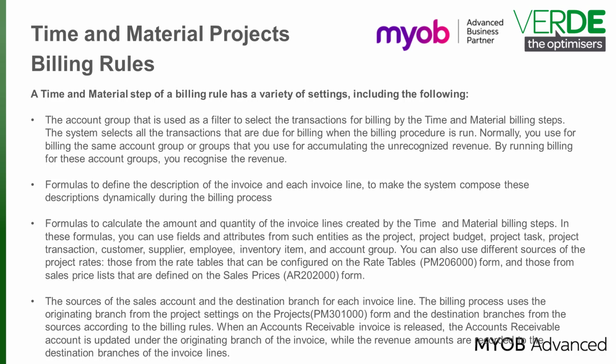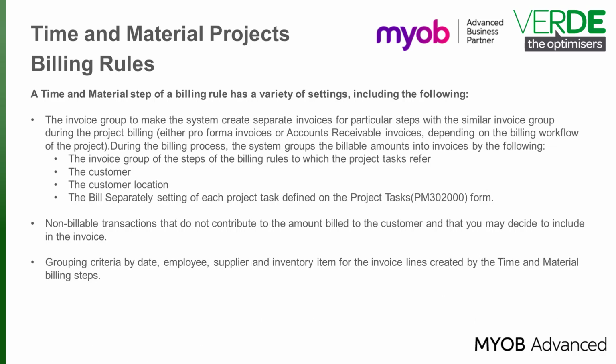When an accounts receivable invoice is released, the accounts receivable account is updated under the originating branch of the invoice, while the revenue amounts are recorded to the destination branches of the invoice lines. The invoice group to make the system create separate invoices for particular steps with the similar invoice group during the project billing. Either pro forma invoices or accounts receivable invoices, depending on the billing workflow of the project.